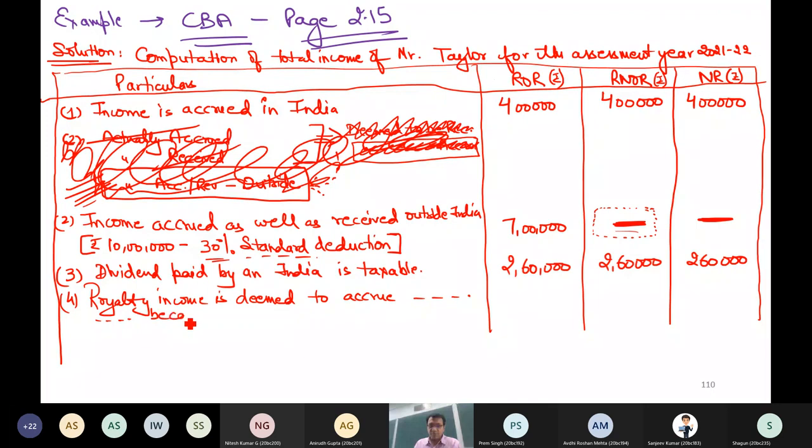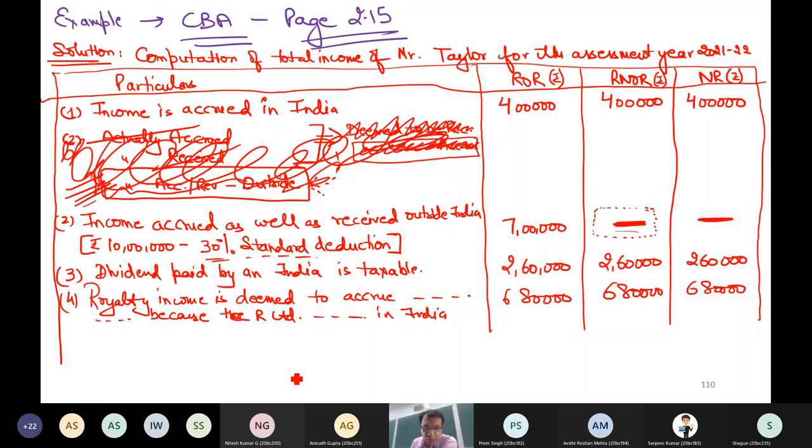Because R Limited has utilized this trademark for doing something in India. So it becomes taxable because of this 680. This is the way to attempt numericals of this.